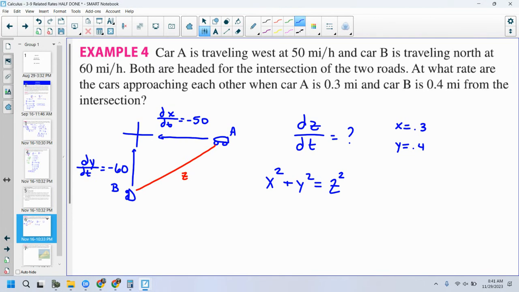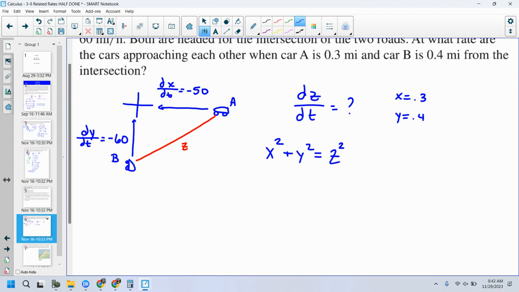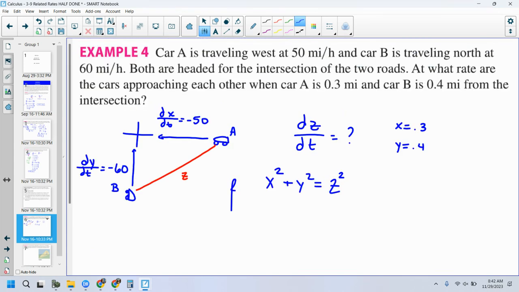And if I differentiate this entire equation, do I have a dx/dt? Yeah. Do I have a dy/dt? Yeah. I'm looking for dz/dt, right? So it's perfect. I want to differentiate the z. So I don't want to remove any variables here. All right, so let's differentiate. This is going to be 2.